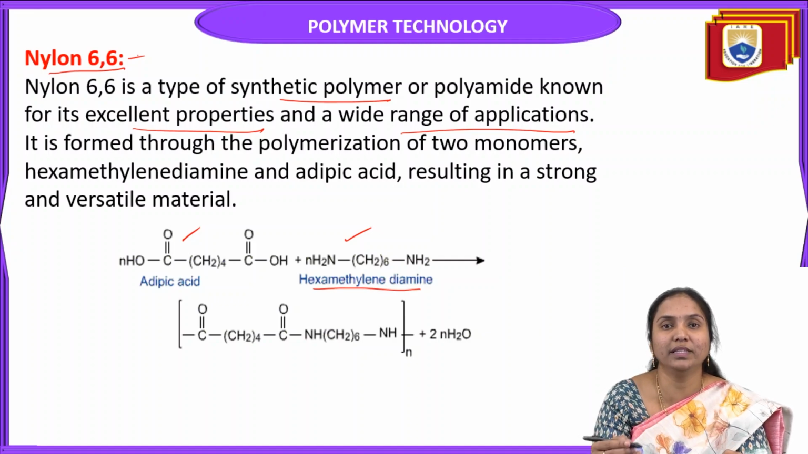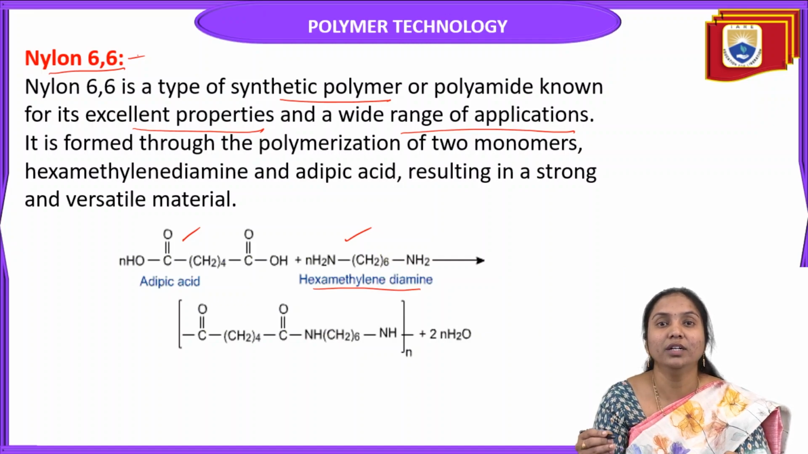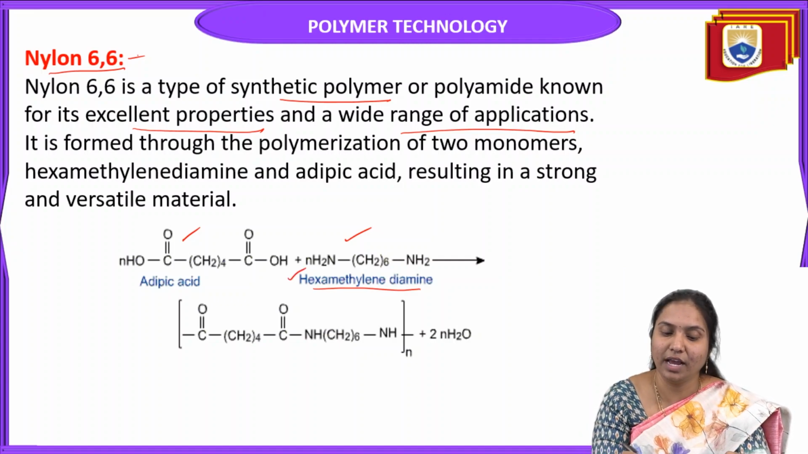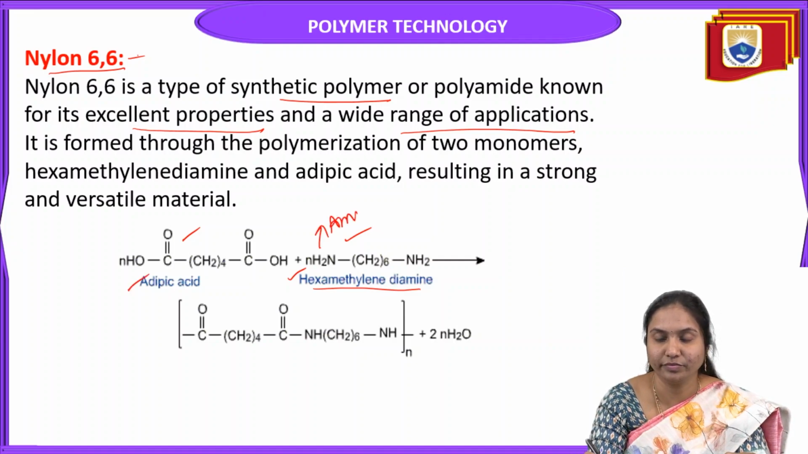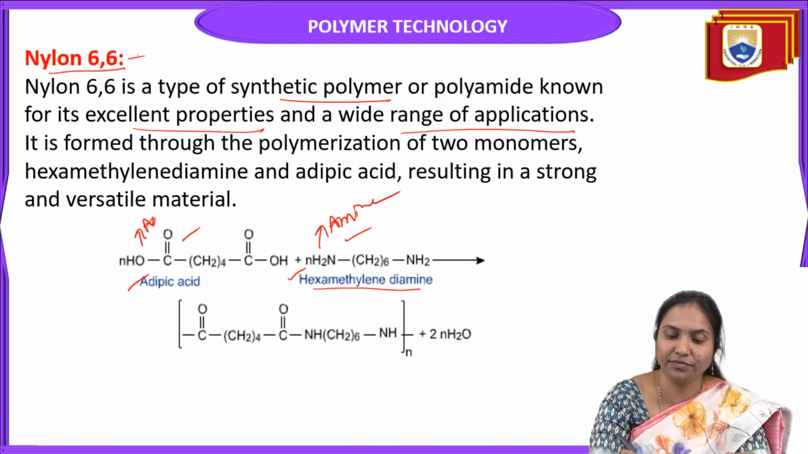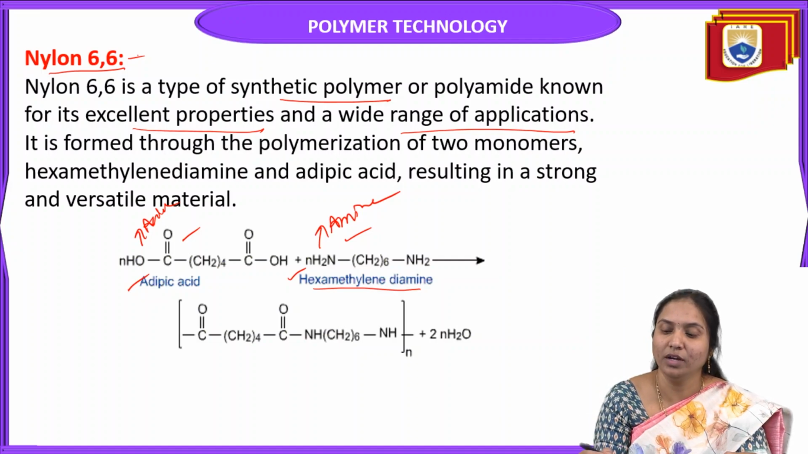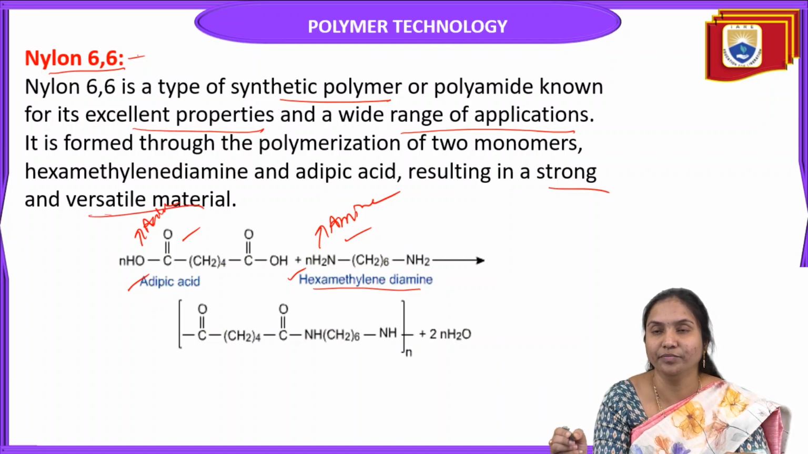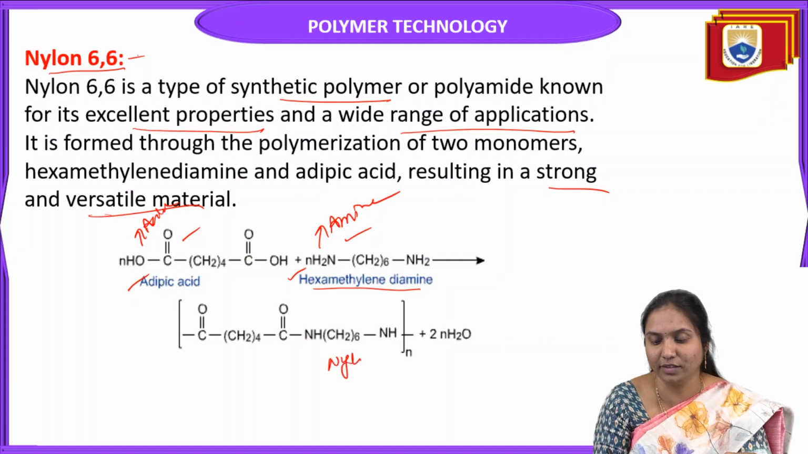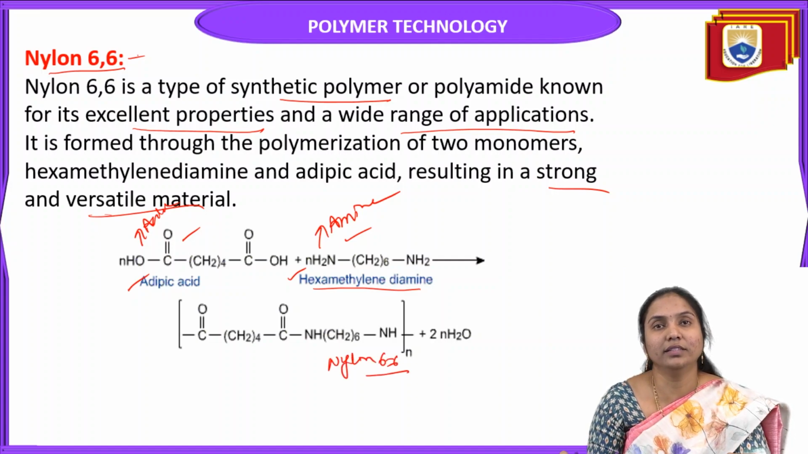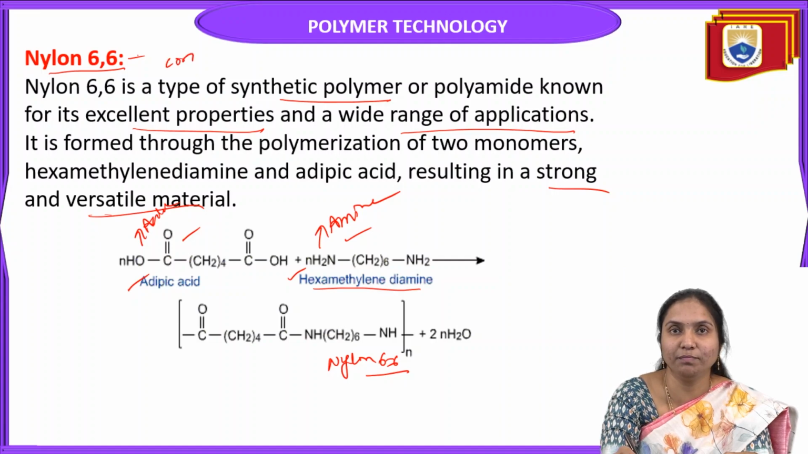So how can you prepare this nylon 66? It is formed by two different functional groups of monomers. One is hexamethylene diamine and the other is adipic acid. Here the amine functional group is present, and here the acid functional group. So two different functional group monomers, hexamethylene diamine and adipic acid, form a strong and versatile material. That is called nylon 66. And this is prepared by condensation polymerization.